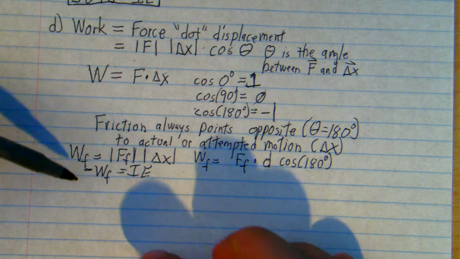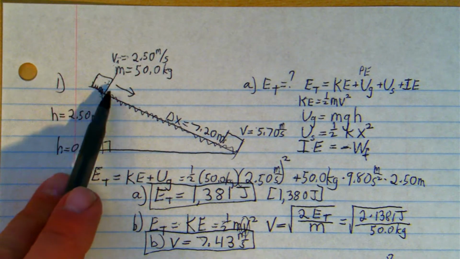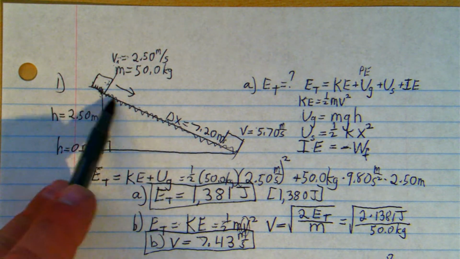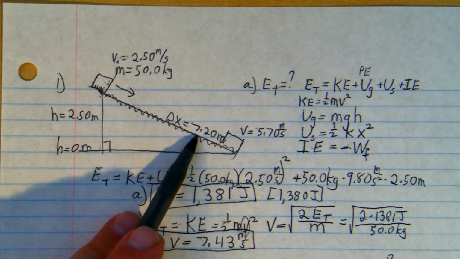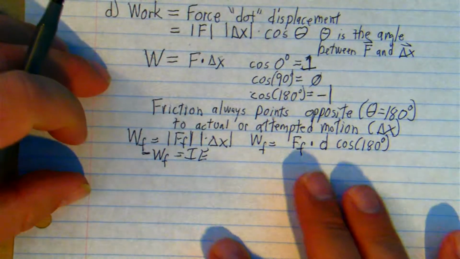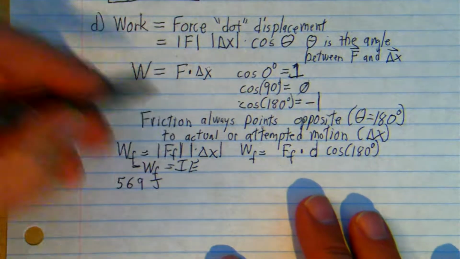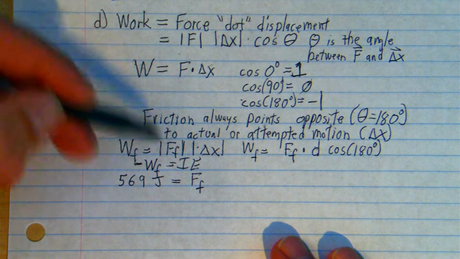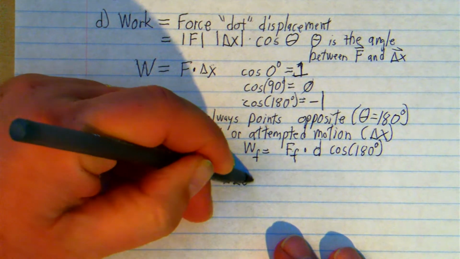Okay, what is the distance in this problem? And the answer is that's the length of the hill, ramp, or incline, however I refer to it, that the box slid in this problem. And that value is 7.20 meters. We're getting somewhere. 569 joules of internal energy is equal to the force of friction times 7.20 meters.